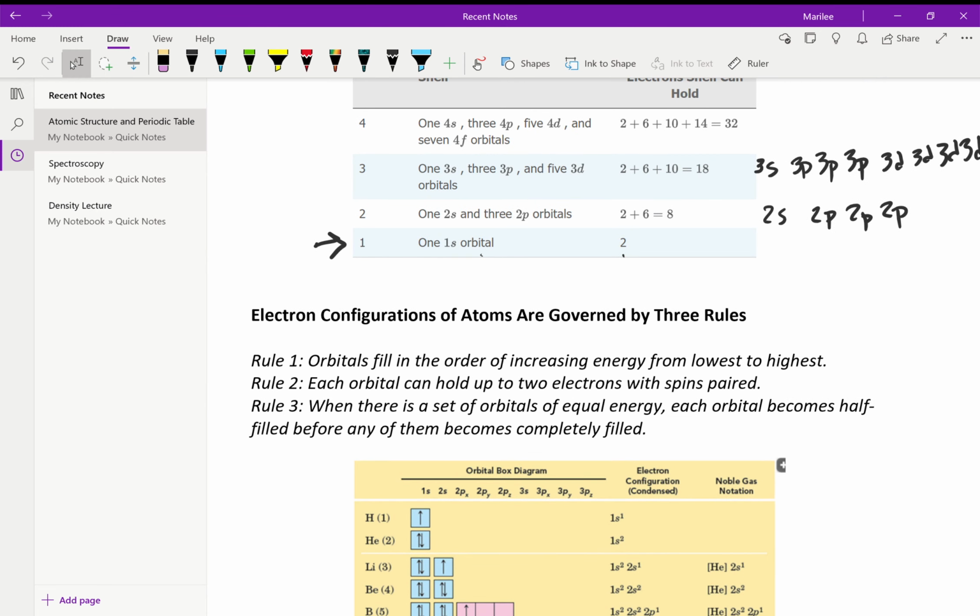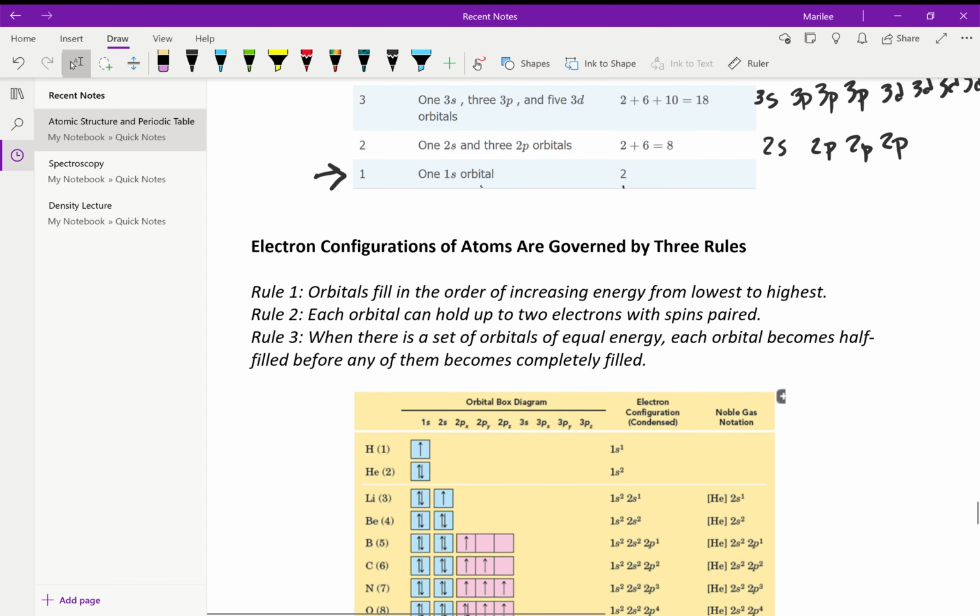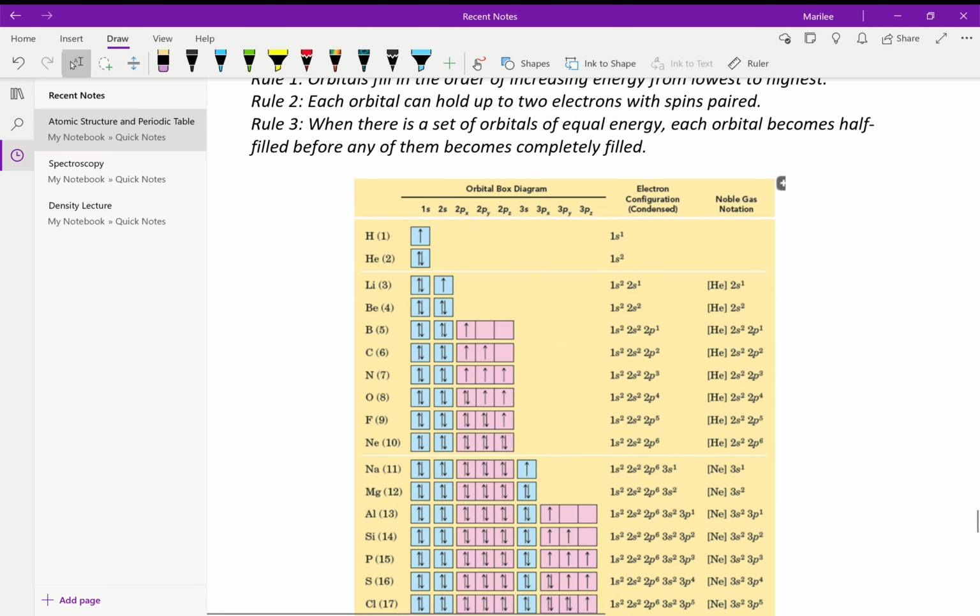Electron configurations of atoms are governed by 3 rules. Rule number 1, orbitals fill in the order of increasing energy from lowest to highest. Rule number 2, each orbital can hold up to 2 electrons with spin paired. Rule number 3, when there is a set of orbitals of equal energy, each orbital becomes half filled before any of them become completely filled. So let me show you here.